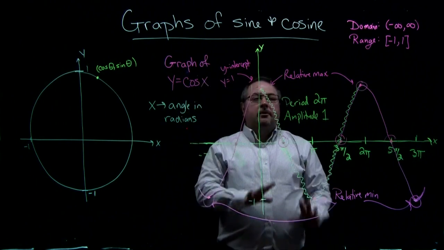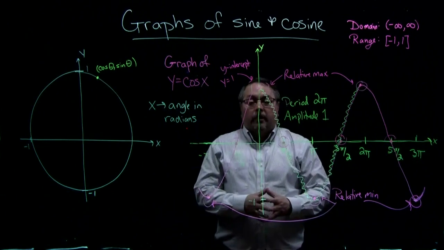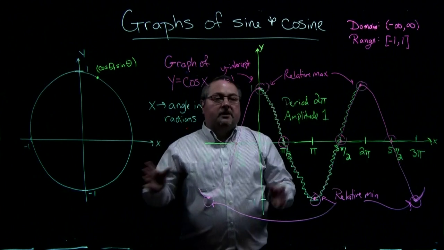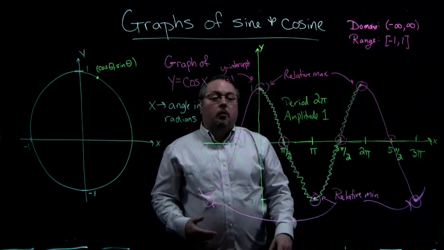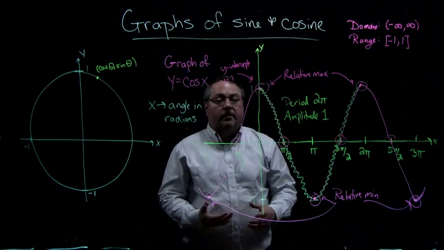Right, so that is the fundamental graph of the cosine function. Now what we're going to do next is look at the graph of sine and cosine and look at some ways that we can manipulate those functions and in turn manipulate our graphs.